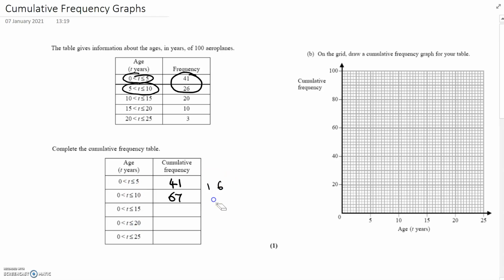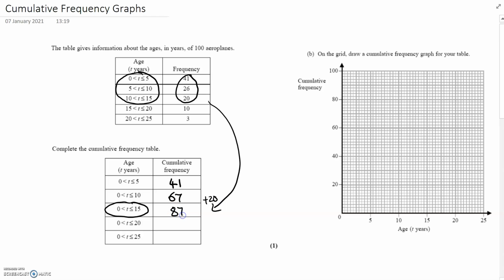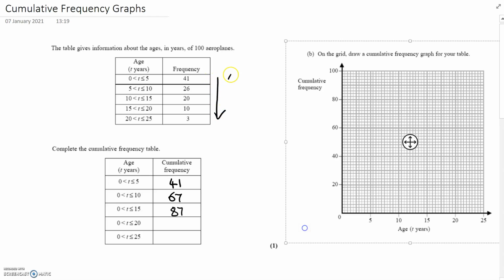And then the next row of our cumulative frequency table is 0 to 15. Well, 0 to 15 includes the first 3 rows. So it's all of these 3 added together. So that in effect means we're going to add the extra 20 on to the next one, which gives us 87. So in essence, all we're doing to complete the cumulative frequency table is adding the frequencies up one by one.